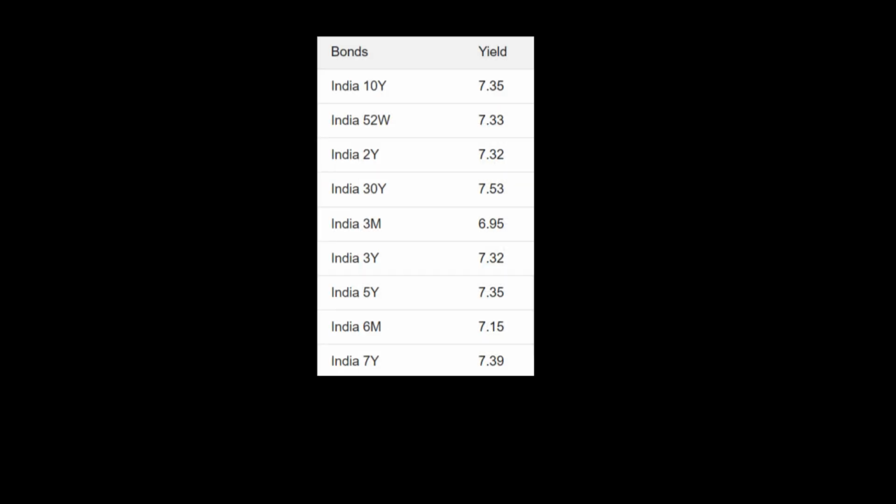It could be a 3-month bond, that is, the bond matures after 3 months. It could be a 1-year bond, which matures after 1 year. During that period, the government will pay an interest rate, which is called the bond yield. Okay, so this is a basic thing.